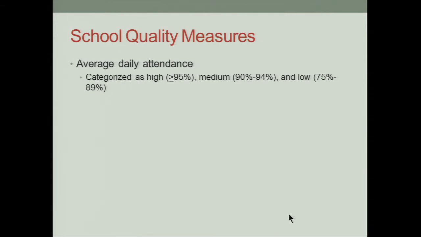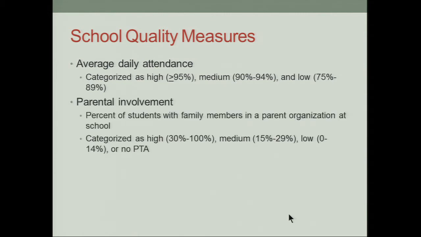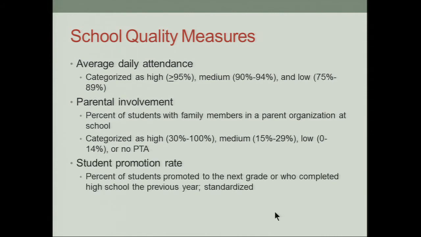So while we looked at a whole host of quality measures, I'm going to just briefly go through the ones where we found significant associations with both academic achievement and health. And all of these measures came from that school administrator survey. So these included school-wide average daily attendance, which we categorized as high, medium, and low. The percent of students with family members in a parent organization at the school, which again we categorized in these sort of high, medium, and low categories. And then the percent of students who were promoted on to the next grade or who completed high school in the previous year.